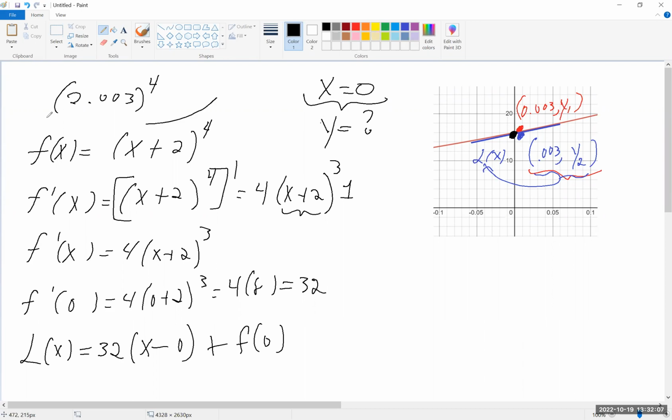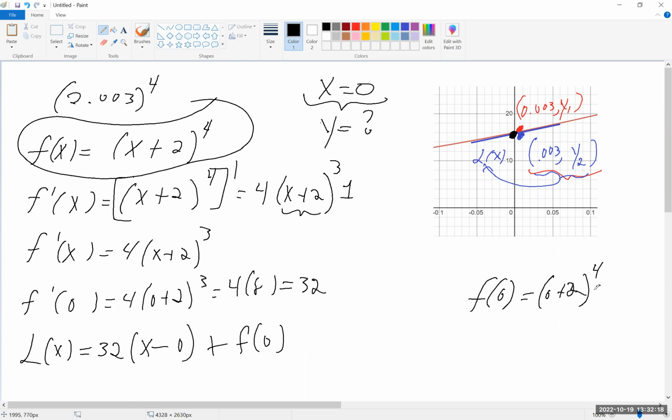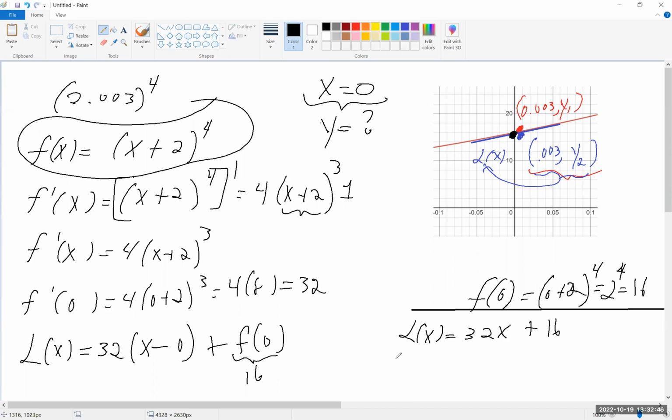Let's go ahead and take this equation and figure out what f of 0 is. That's going to be a 16. So I can replace this with 16. So my linearization is going to be 32x plus 16.